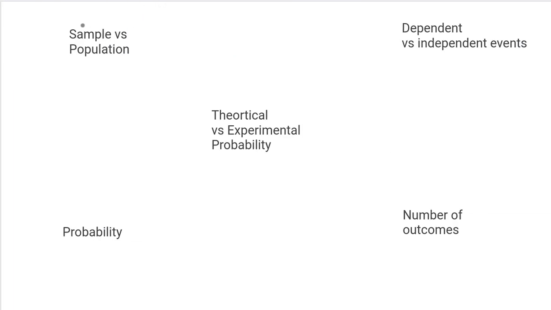Today we're going to talk about dependent versus independent in probability. First, we're going to talk about what sample versus population is.